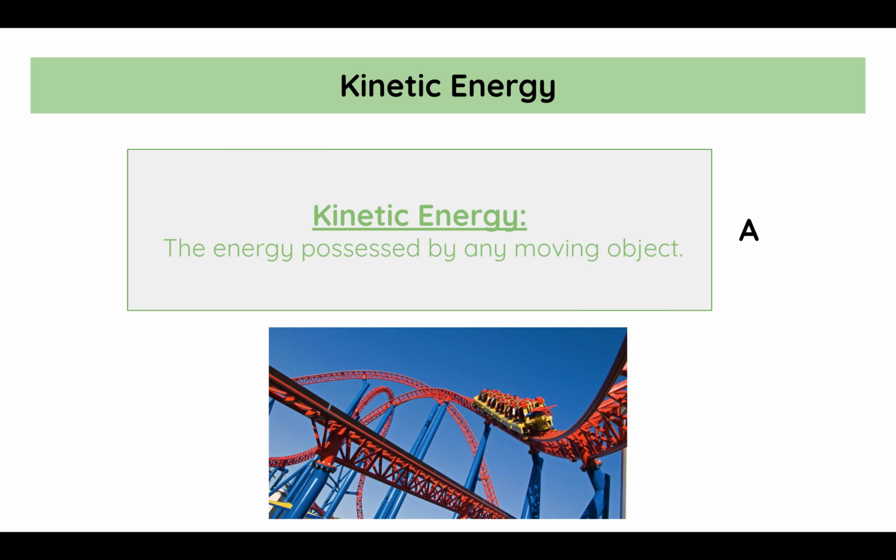So, kinetic energy is the energy possessed by any moving object. We know from yesterday that a common example is a roller coaster. So a roller coaster is moving, but it is also off the ground. So all of these times that there is like a hill, that is when gravitational potential energy is being converted into kinetic, and that's why your speed increases going down the hill of a roller coaster.